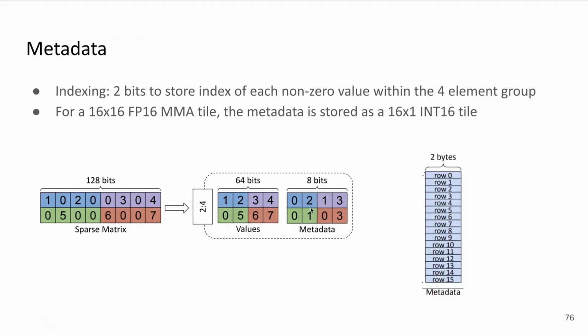For a 16x16 MMA tile, we store the metadata as a 16x1 in 16 tile. So as you can see here, this is what the metadata looks like. Because there are 16 rows, that corresponds to 16 rows of metadata here. And because there are 16 elements in the MMA tile, we're going to have 2 bytes. So essentially each element in the tile corresponds to 1 bit in our metadata in the row.